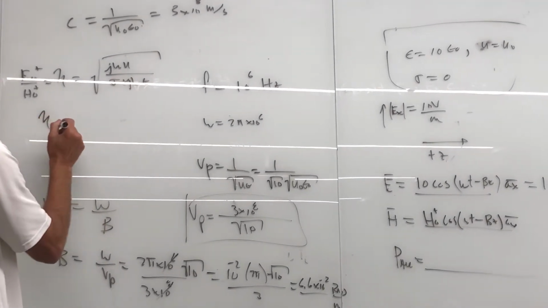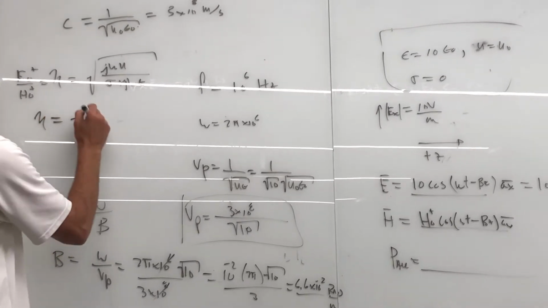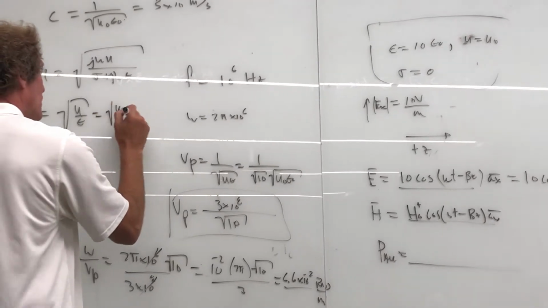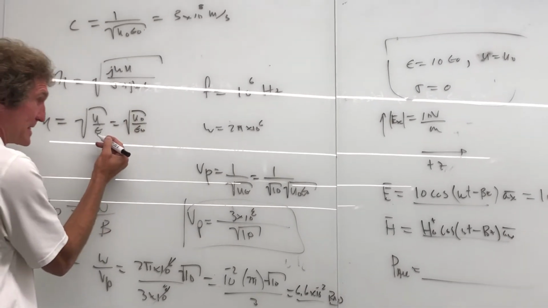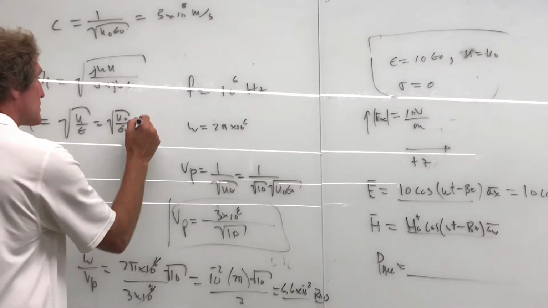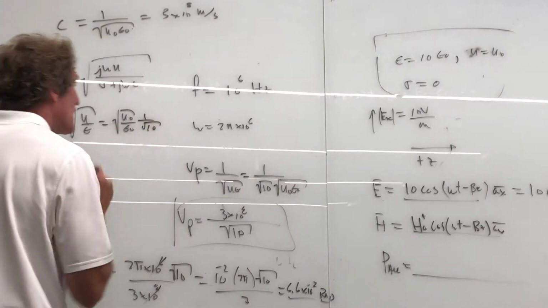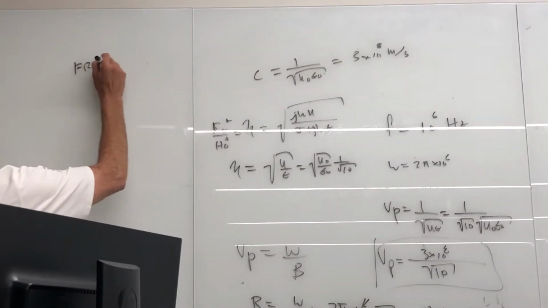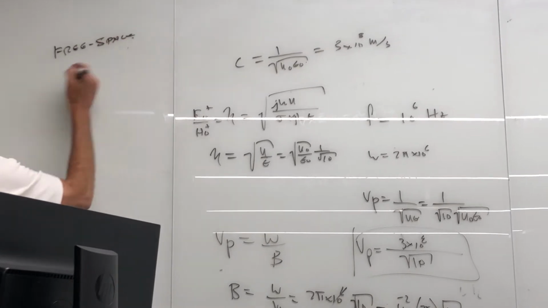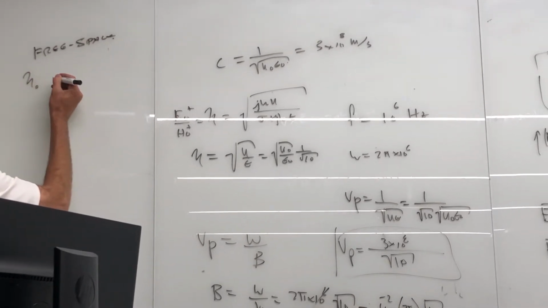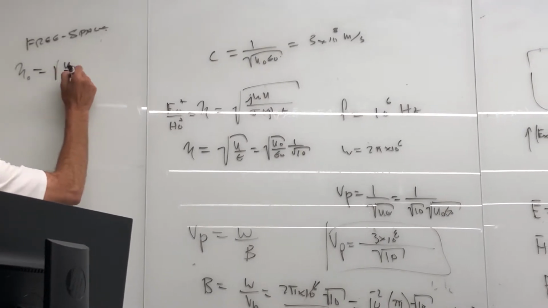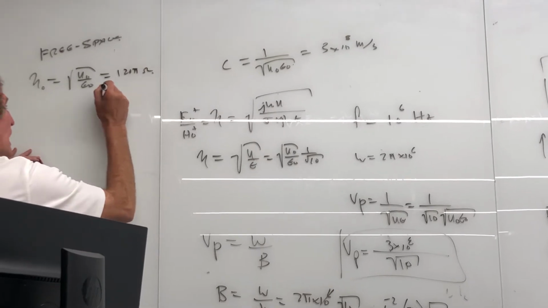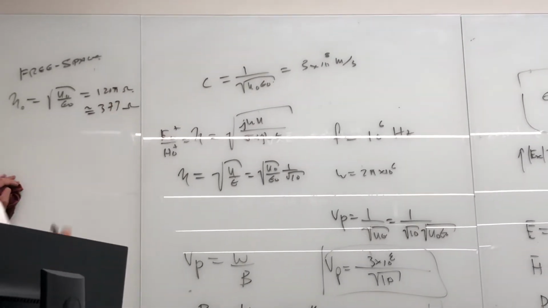So now this is called eta for a lossless media. It's just the square root of mu over epsilon. And in our case, it's the square root of mu naught over epsilon naught. Epsilon was 10 epsilon naughts, so it's over the square root of 10, right? Now I gotta put this up here. In free space, eta is called eta naught, and it's the square root of mu naught over epsilon naught, and it is equal to 120 pi ohms, or about 377 ohms.